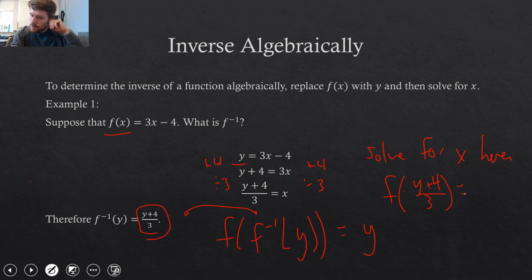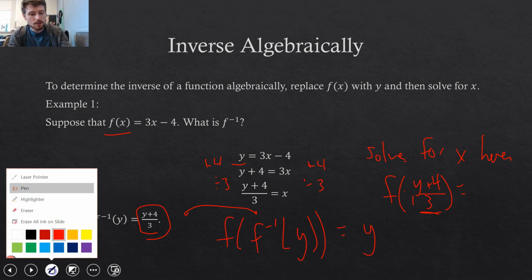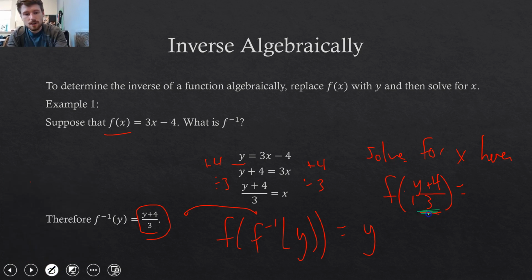And so how do we figure what this is? Well, we see that f multiplies inputs by 3 and then takes away 4. So we're going to substitute this guy, here let me use another color, this guy here right into that x, because we're doing the f function now. So we're going to have 3 times (y plus 4) over 3 minus 4.